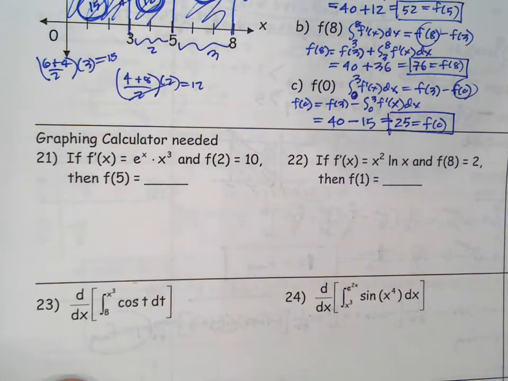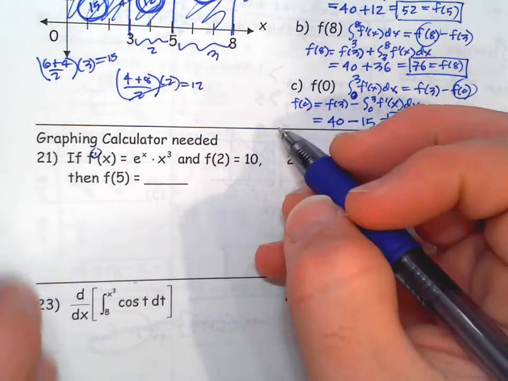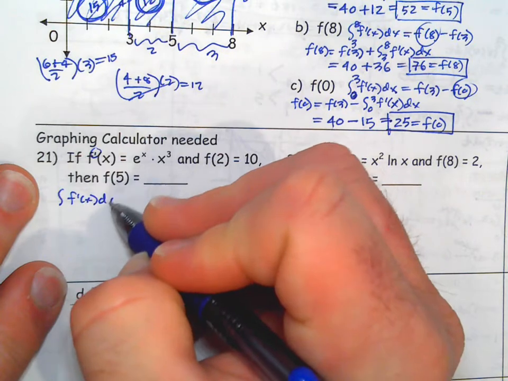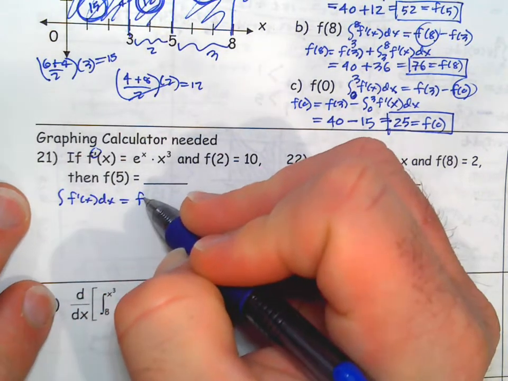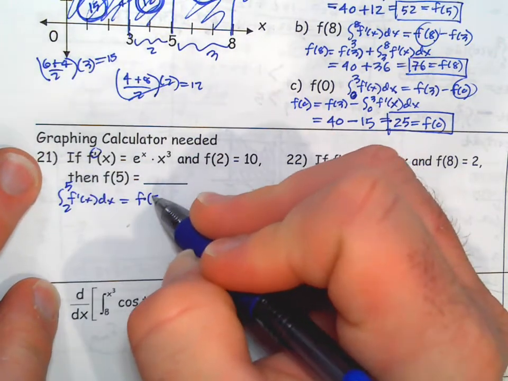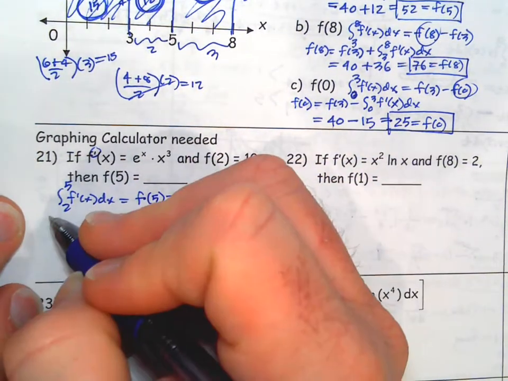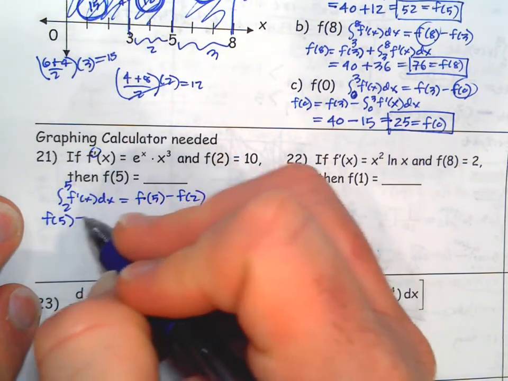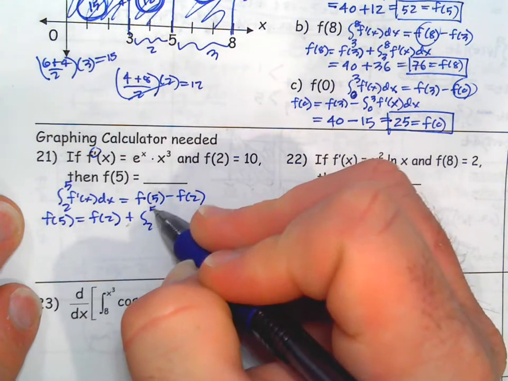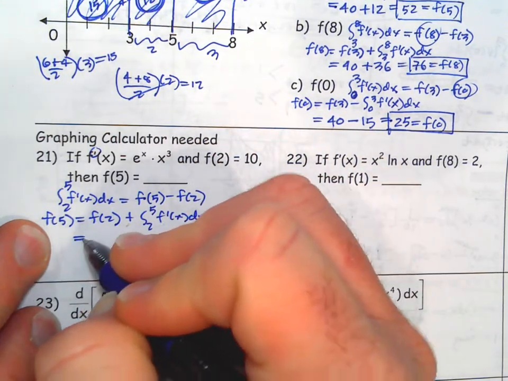Graphing calculator. f prime of x, so the same idea. If we integrate f prime of x dx, we get the original function, Fundamental Theorem of Calculus Part 1. If we plug limits in, if we have 2 and we want 5, I'm going to do smaller to bigger. It's going to be f of 5 minus f of 2. So f of 5 is going to equal f of 2 plus the integral from 2 to 5 of f prime of x dx. So f of 2 is 10.